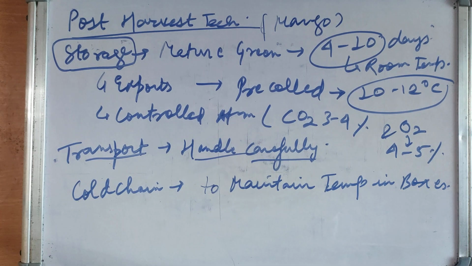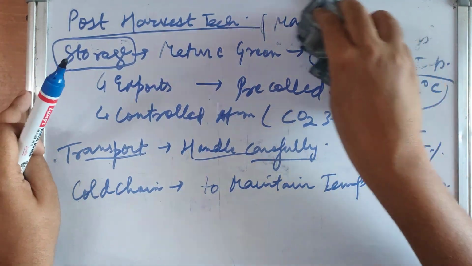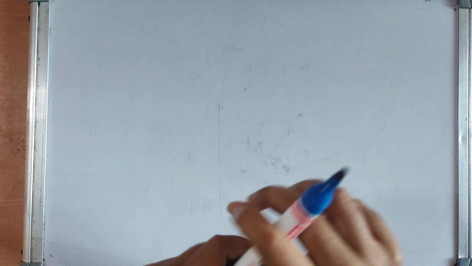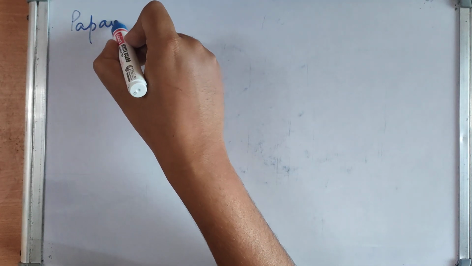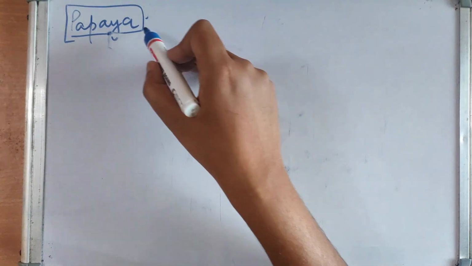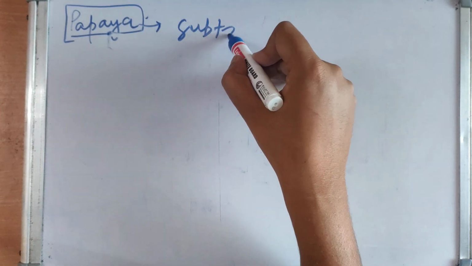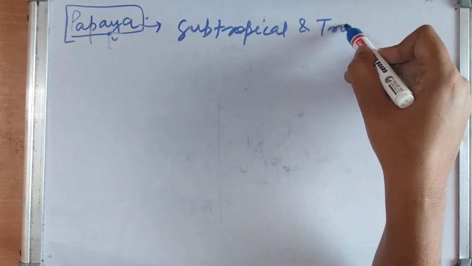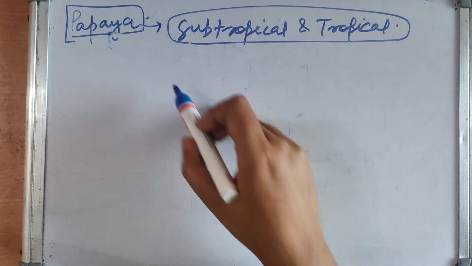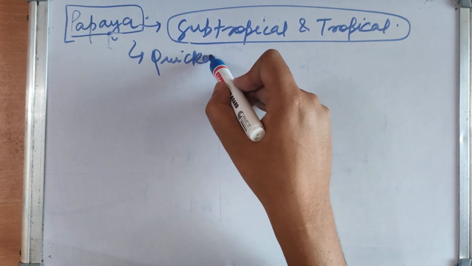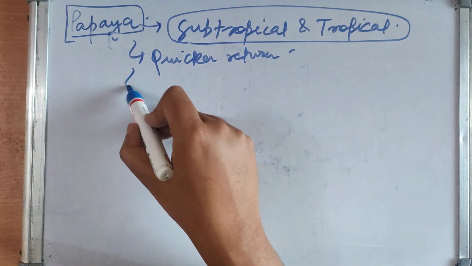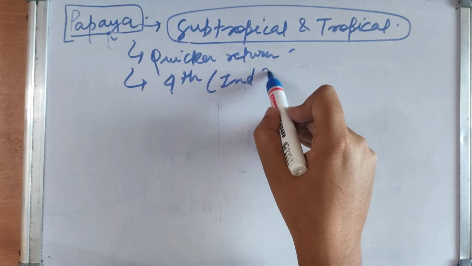Now we are moving to papaya. It is an important fruit of tropical and subtropical regions in the world. It gives a quicker return in about a year. India ranks 4th among papaya producers in the world.